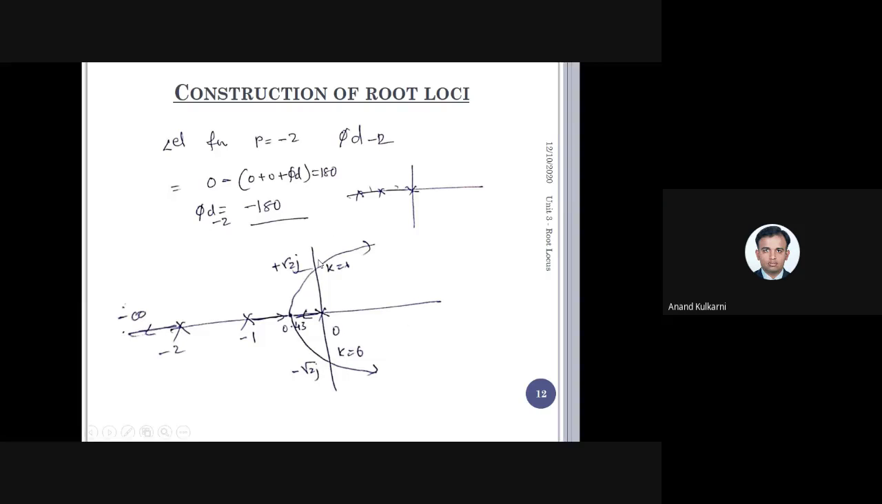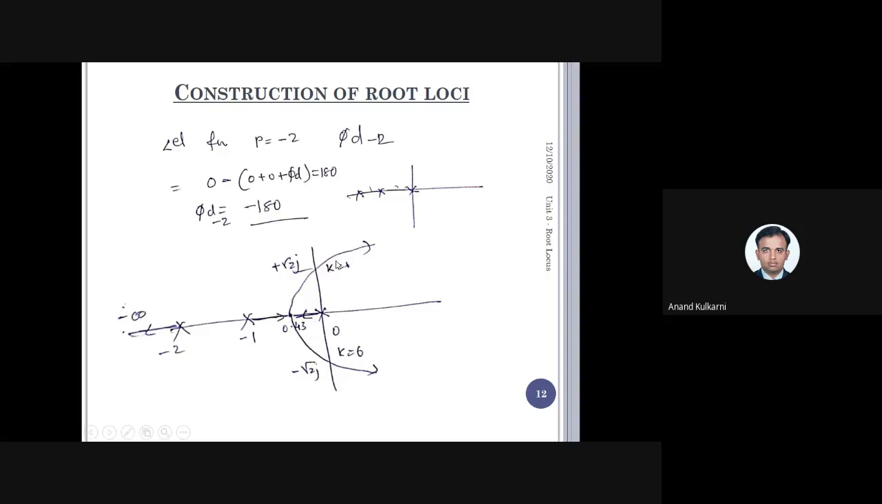Where it will cut the imaginary axis, that is what we have got, that by using the Routh stability criteria, we got the cutting point at plus root 2j. This vertical distance is root 2j, and this vertical distance is minus root 2j. So it will cut there. At the cutting point, the k value is 6.